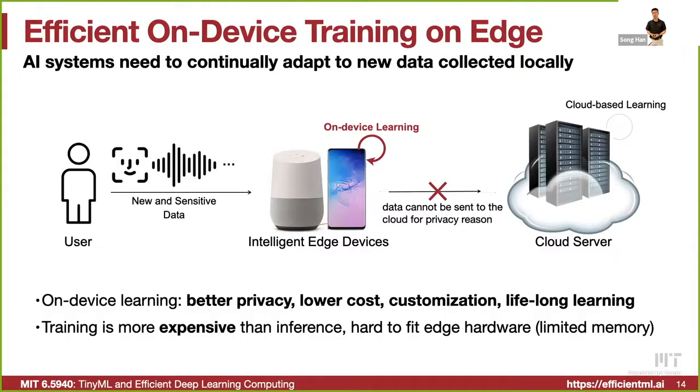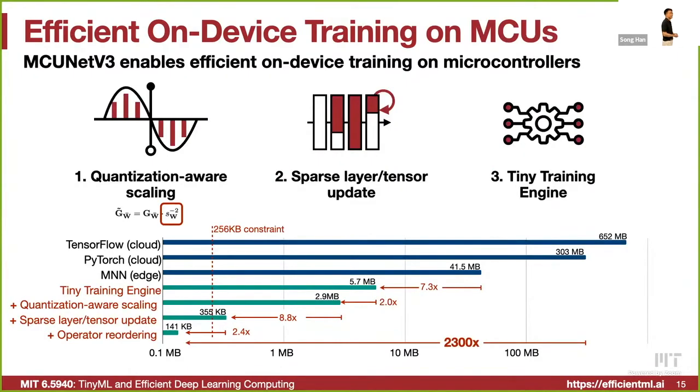So it's even harder to fit on edge hardware. In this lecture, we are also going to learn on-device training techniques that can drastically reduce the amount of memory. For example, in the project called on-device training under 256 kilobytes of memory, published 2 years ago, we can reduce the training cost from a few hundred megabytes to only 141 kilobytes. That's 3 orders of magnitude saving, by using quantization-aware scaling, sparse update, and a tiny training engine. We are going to dive deeper into this topic in about 2 months.